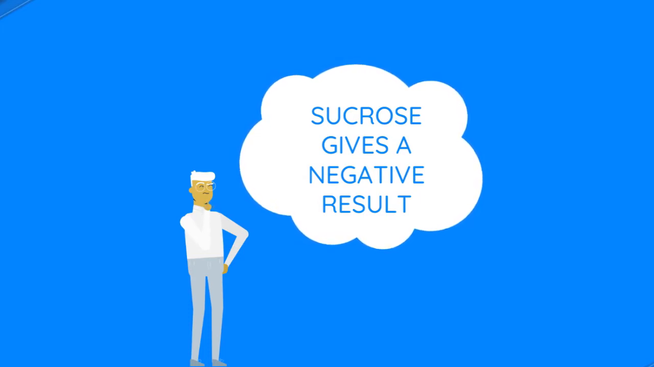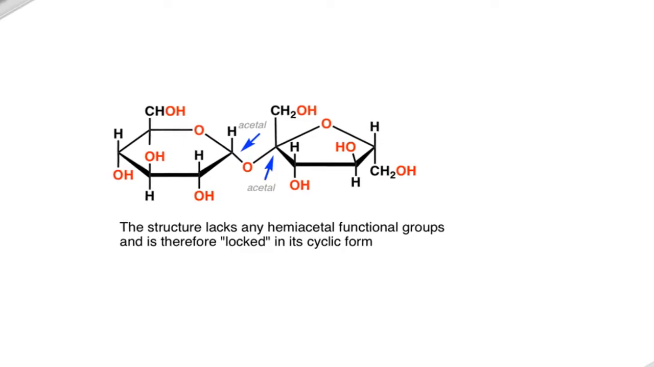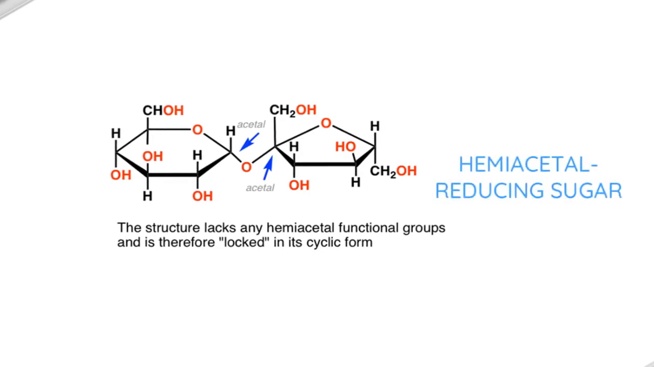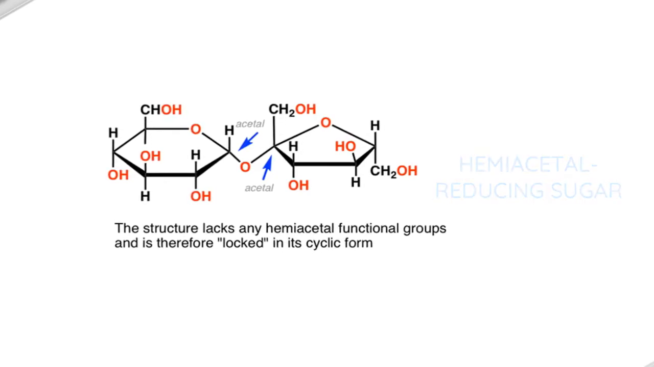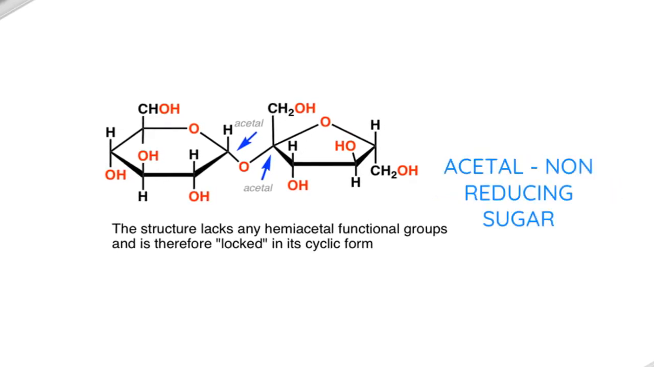In the structure, there's a very easy way to determine whether it's a reducing or non-reducing sugar. What you do is look for the anomeric carbon. If it is hemiacetal, it is a reducing sugar. If it is acetal, it is a non-reducing sugar. And that's all.